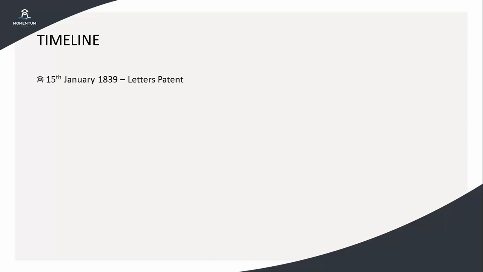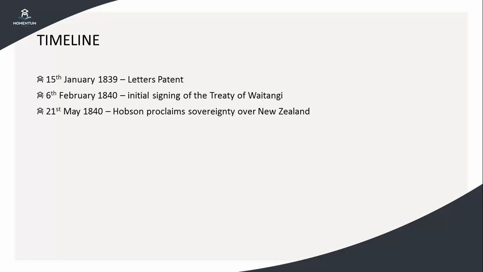The following is a timeline that roughly covers the messy process of Britain claiming sovereignty over New Zealand. On the 15th of June 1839, the letters patent, which are instructions from the King to the Governor-General, extended the jurisdiction of New South Wales to New Zealand. On the 6th of February 1840, the initial signing of the treaty took place, which was a bid to secure sovereignty. On the 21st of May 1840, Hobson proclaimed sovereignty over the North Island by cession, and the South Island by discovery, as iwi from the South Island did not sign the treaty.